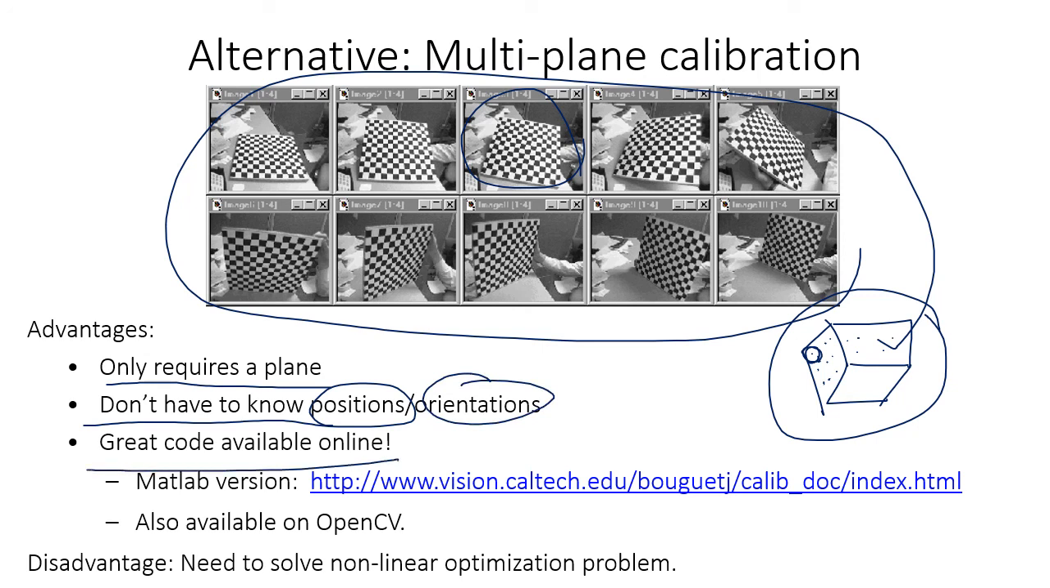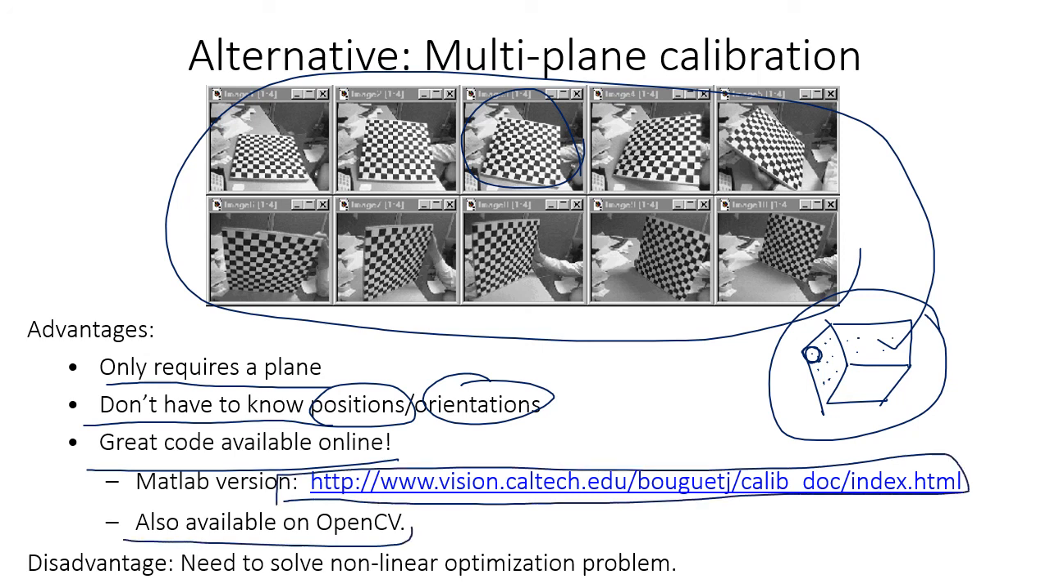And there are so many good codes available. There is very famous MATLAB code. Also, this code is included in OpenCV, so you can use it through OpenCV. But the disadvantage is that it needs to solve a nonlinear optimization problem. But we already have the code, so you don't have to consider this nonlinear optimization. It is already implemented by good people, so we just use it without implementing it.